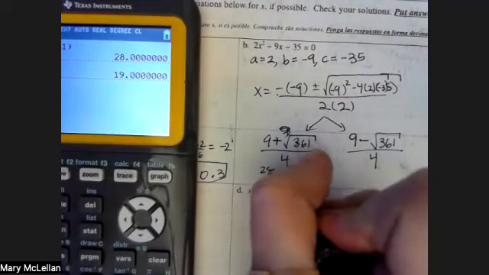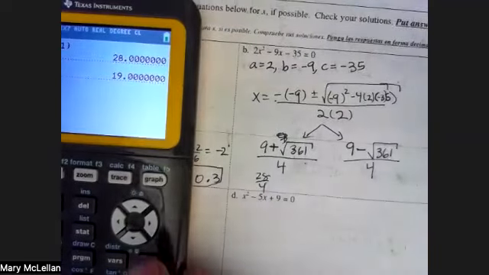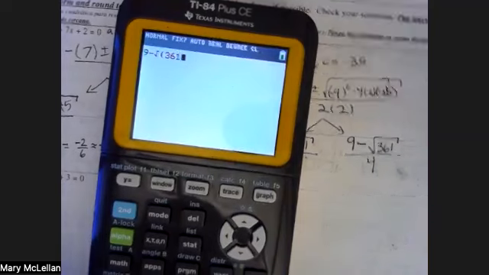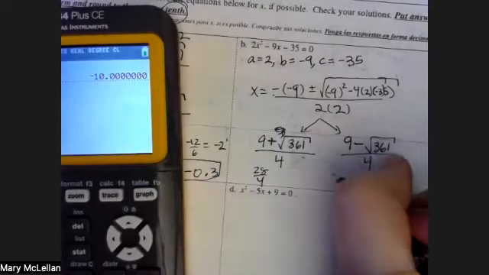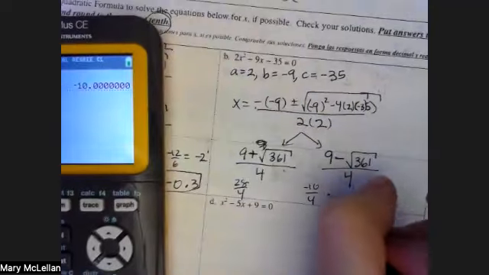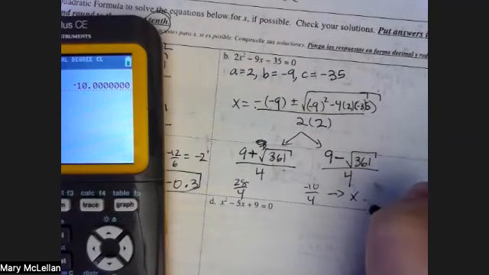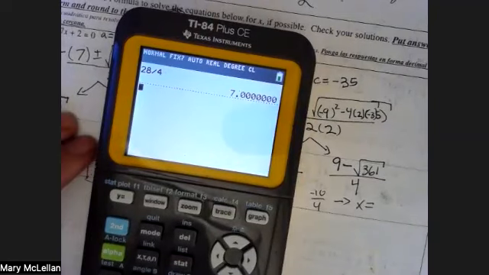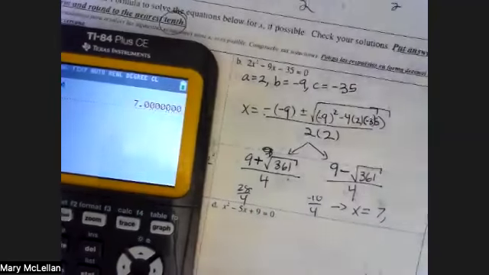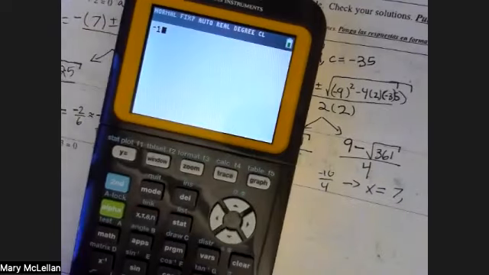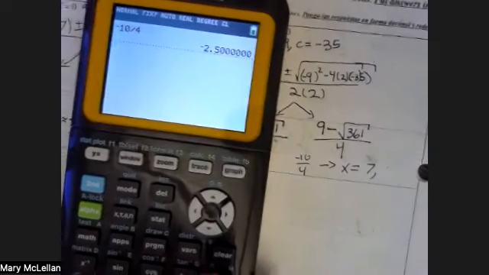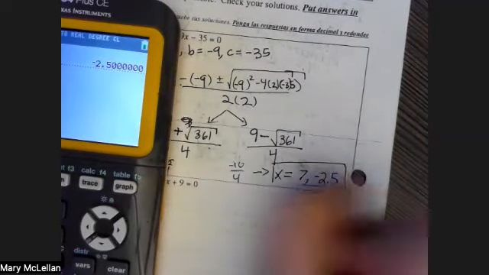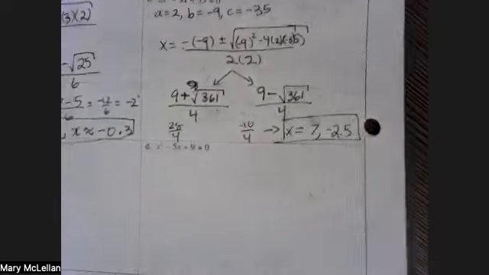for this side, I have 28 over 4. And on this side, I'm going to do 9 minus the square root of 361, which is -10 over 4. And that's going to get me x equals 28 divided by 4, which is 7. And -10 divided by 4, which is -2.5. Opposite, we're done. Next problem.